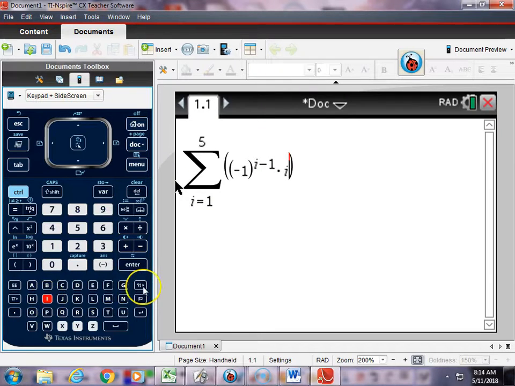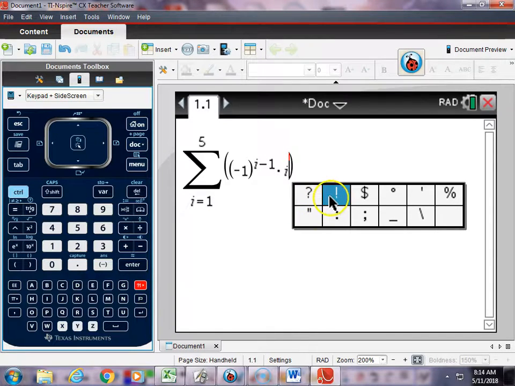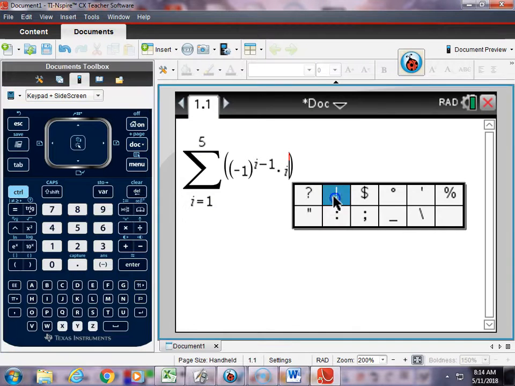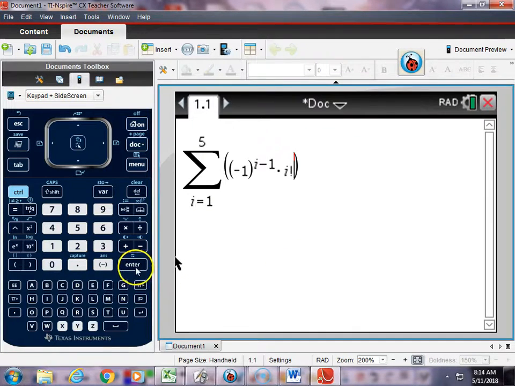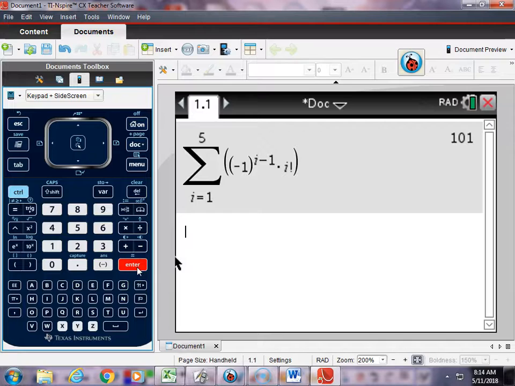Now, the factorial is down here to the right of the G. To the right of the G, there's this little button, and they don't mean they're excited about it. That's actually a factorial. Okay, and then you hit enter, and that is the answer.